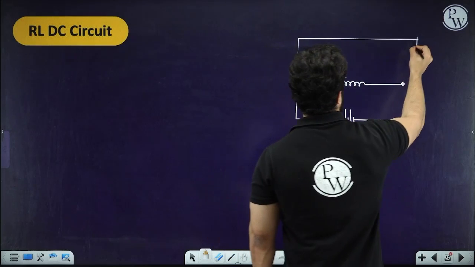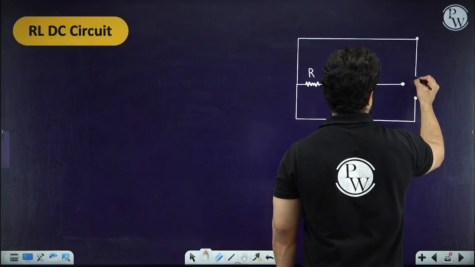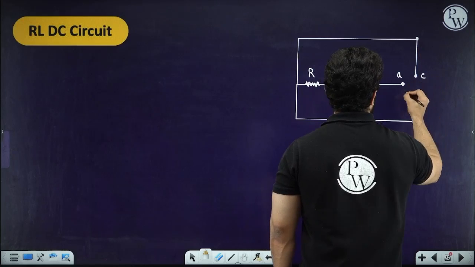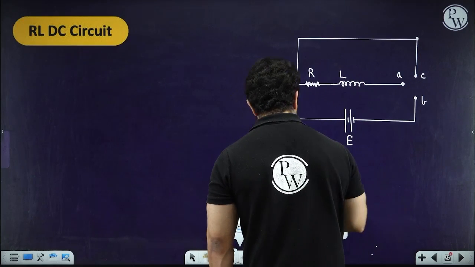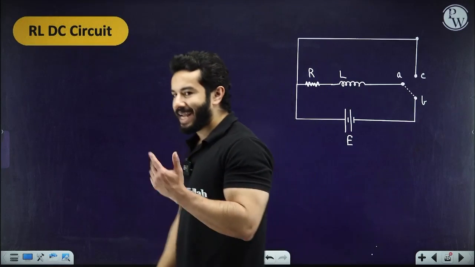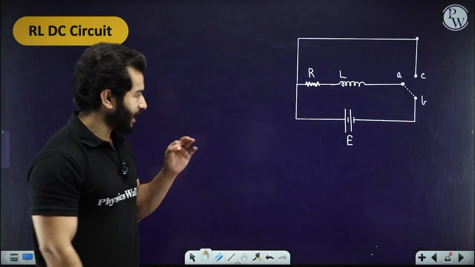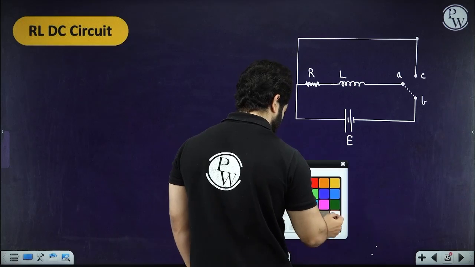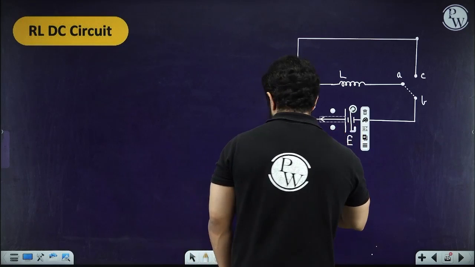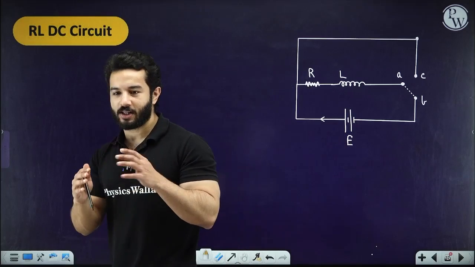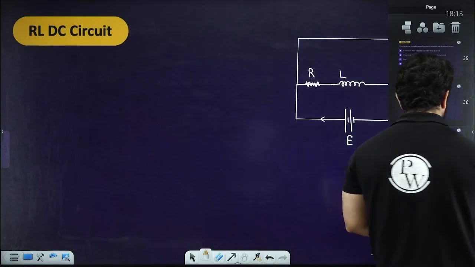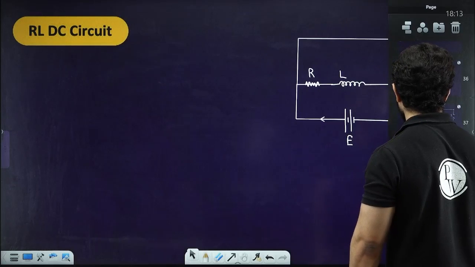So basically what we are trying to say is that first of all, this is A, B and C. So first we'll connect points A and B. When we connect points A and B, current will start to flow through this battery, right? And now we'll talk about how current actually starts to flow. I'll just make a copy of this diagram so that I don't have to make it all over again.